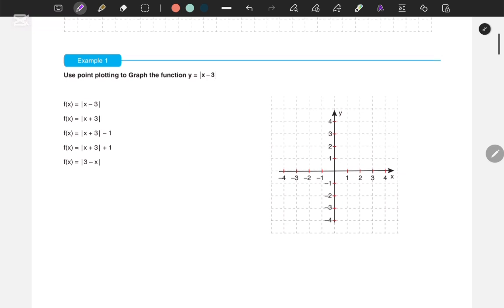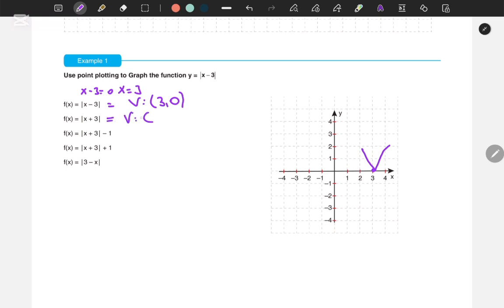When you scroll down, when you come to here, you see I have a graph. Use point plotting and graph the function. Okay, here, if I make the inside equal to 0, what is the x value? 3, isn't it? My vertex x is 3. Do I have an outside number? No. X is 3, y is 0. Here we are.